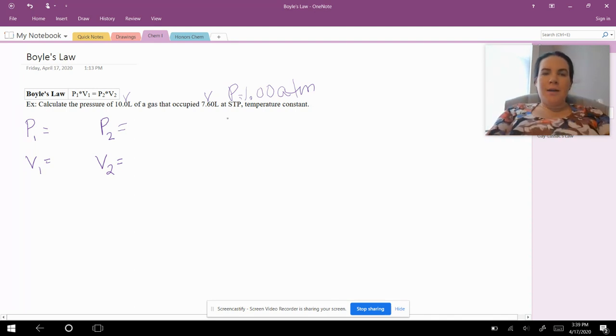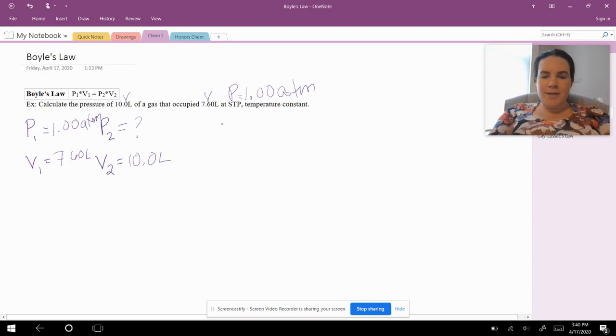So P1 is the STP pressure, which is 1.00 atmospheres. And V1 is our 7.60 liters. P2 is what we don't know, so I'll just put a question mark. We'll leave that as a variable in the calculation. And then V2 is the 10.0 liters. So these numbers are going to get plugged in for the equation.